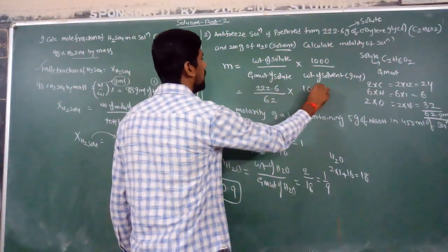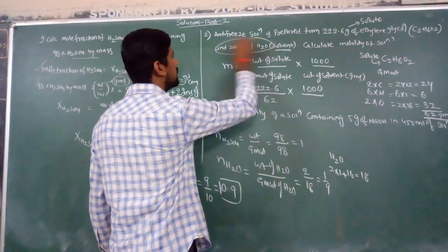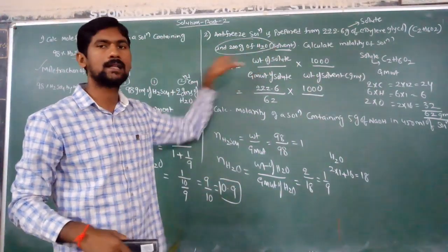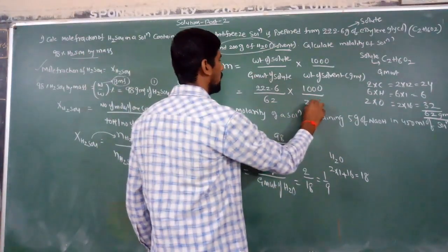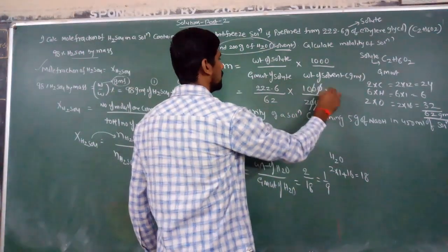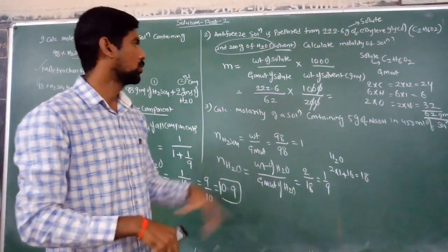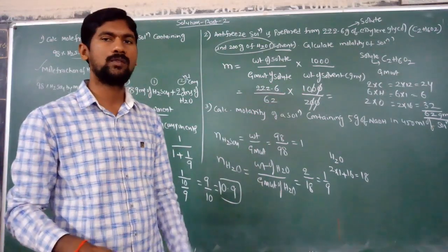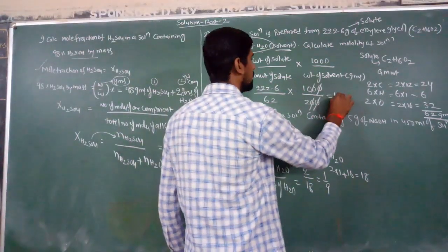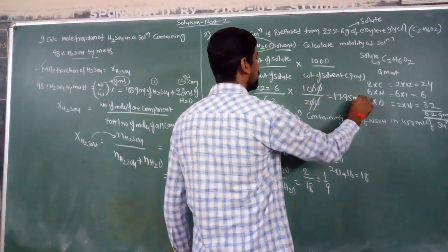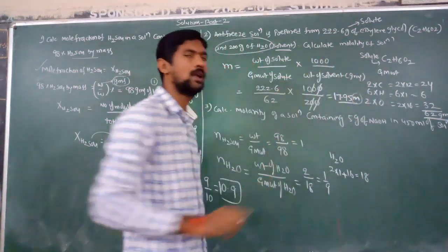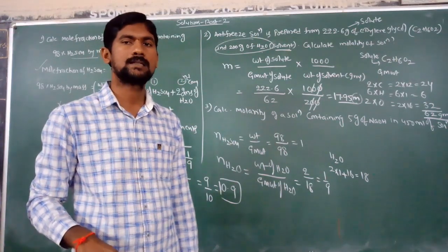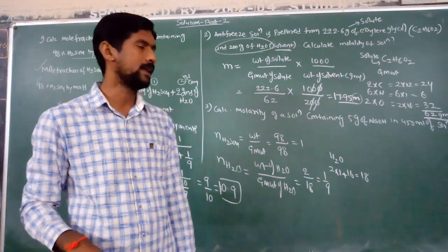Into 1000 by the weight of solvent. What is the weight of solvent? 200 grams. So 222.6 by 62 into 1000 by 200. If you simplify this, you will get the answer 17.95. Write the symbol small m, as molality is designated by small m. So the answer is 17.95 m.